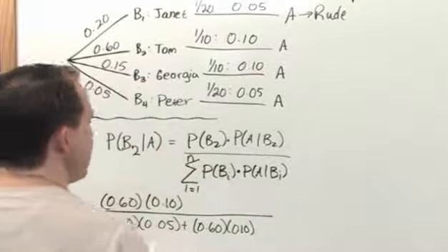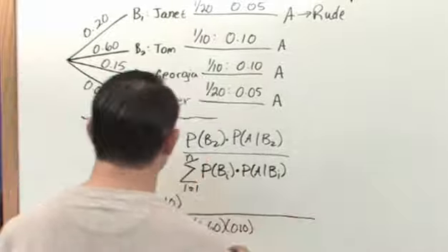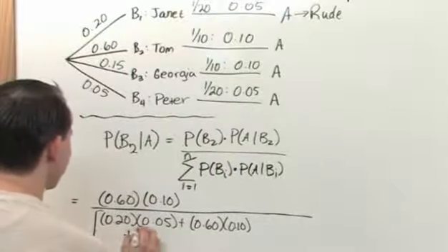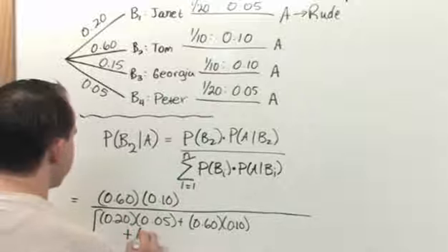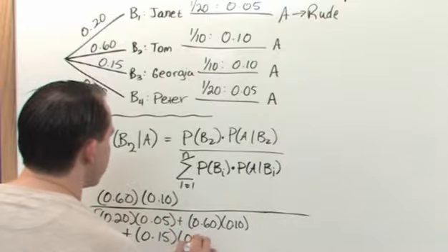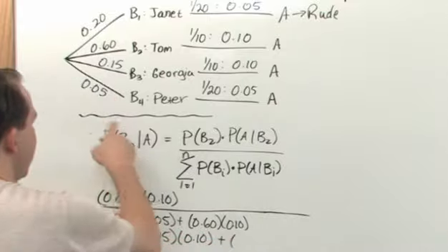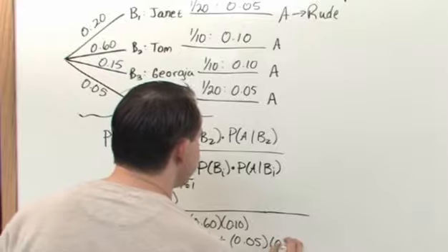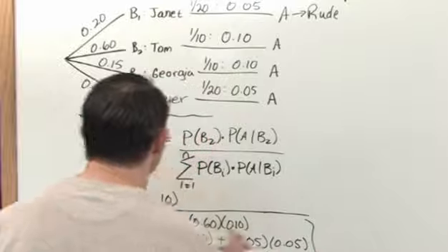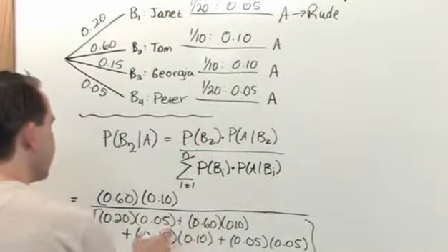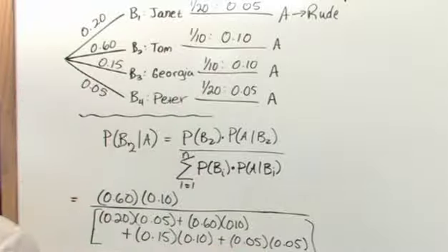Okay? And then I'm actually going to run out of room, so the way I'm going to do this on the bottom is I'm going to have big brackets here, and I'm going to say plus, going down George's path, 0.15 times 0.10, plus, and the final path, 0.05 times 0.05. Okay, so on the bottom here I kind of ran out of room, so I continued. I had the first path plus the second path plus the third path plus the fourth path, and inside each path you're doing all the multiplication.